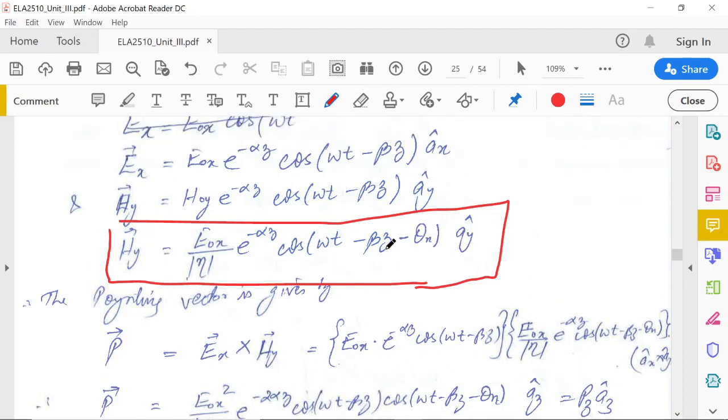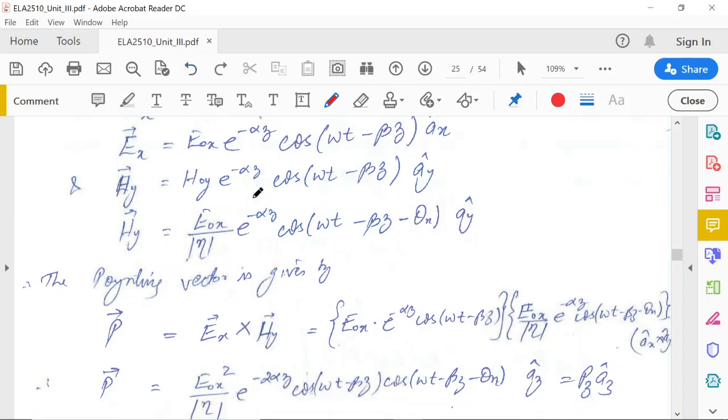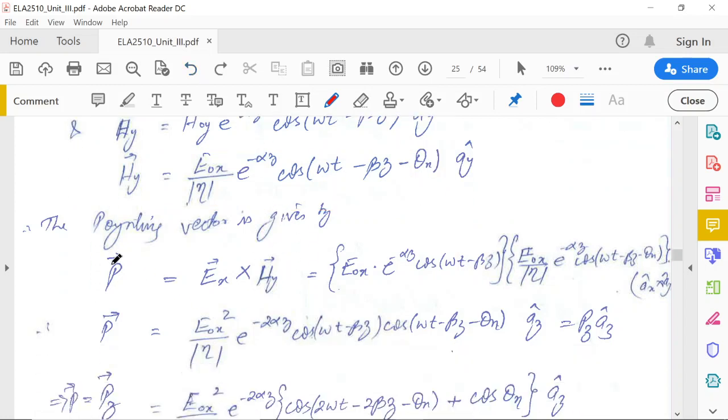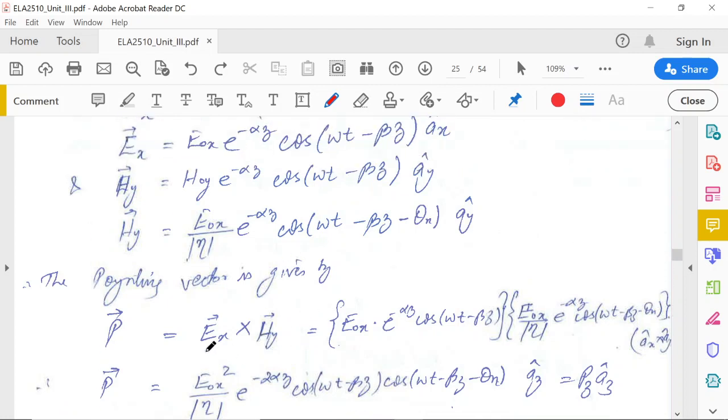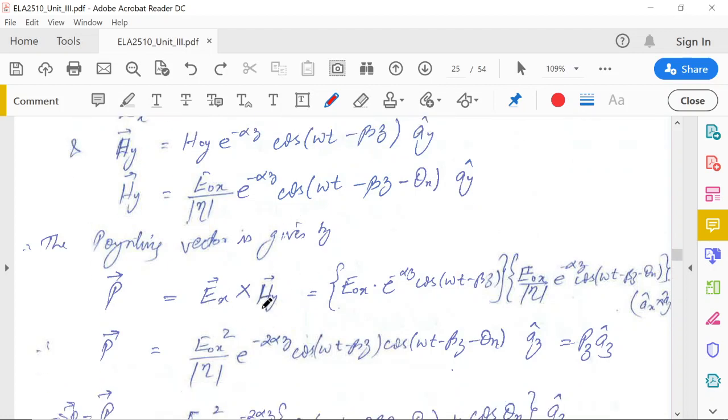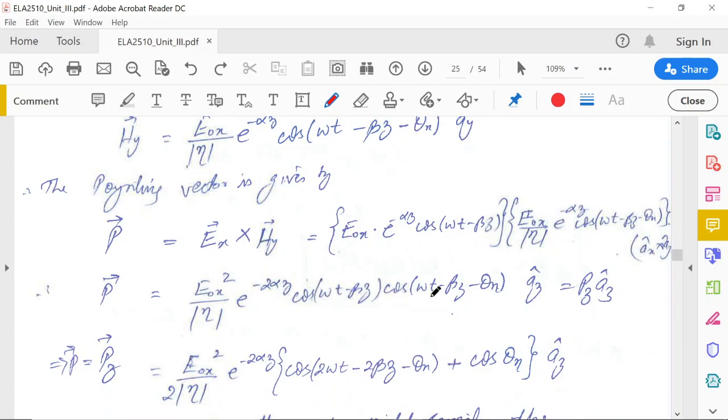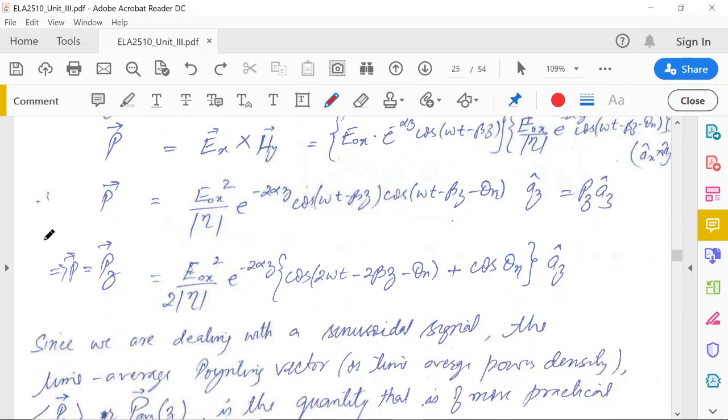Now due to this lossiness, this wave will be out of phase by theta n, and it will be divided by the absolute value of eta. Now we want to find out the Poynting vector of these two fields. So the Poynting vector you can compute as Ex cross Hy, because we have only x component and y component. When you solve this, you get this one.